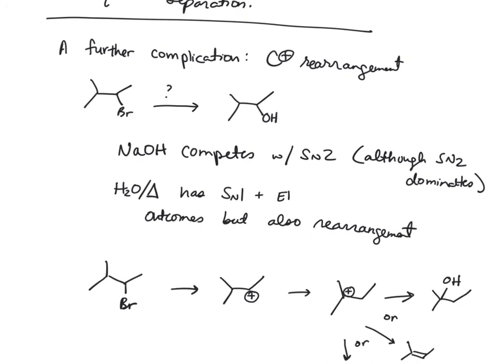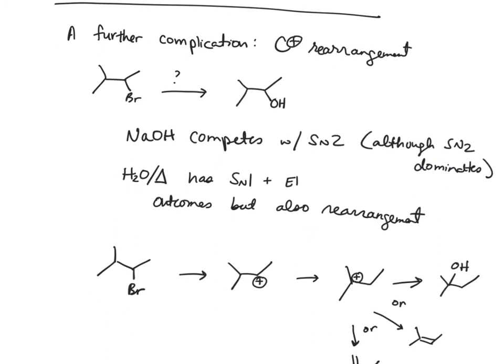A further complication of SN1 and E1 reactions is carbocation rearrangement. Think about the transformation of this alkyl bromide into this alcohol. How would you do it? Well, if you use sodium hydroxide, you would compete with an SN2 reaction, although the SN2 reaction would dominate here. So you'd have this product. I should say it competes with E2. You'd have also the formation of this product plus this product.